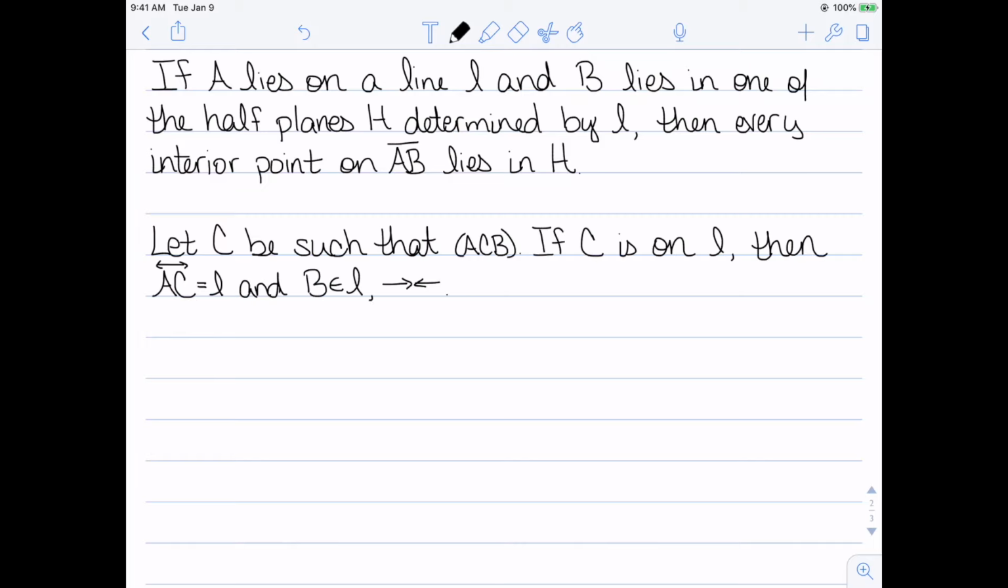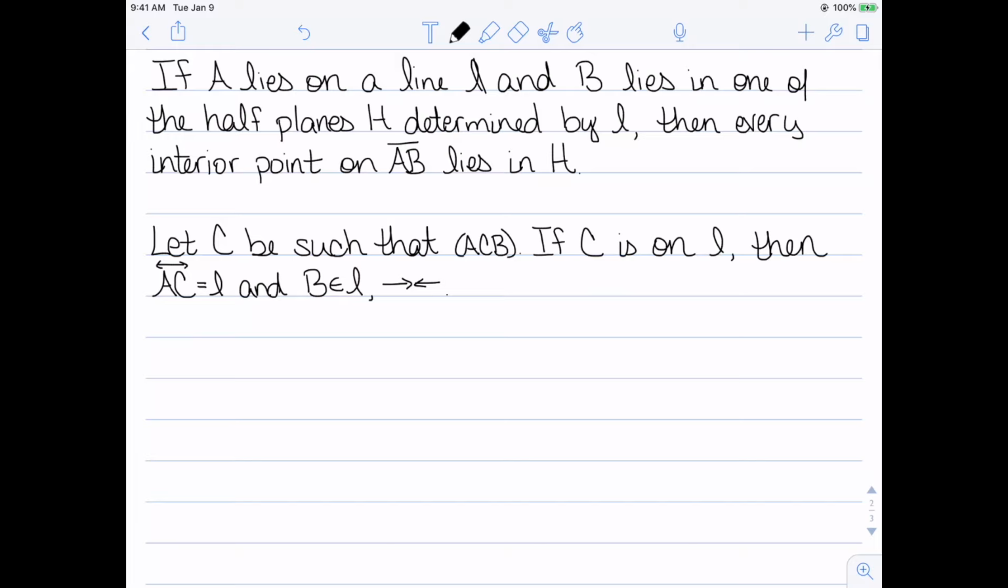If C is on our line L, then the line L is the same as the line going between points A and C. So it's the same as line AC. Since we have the betweenness relation ACB, we know that these are all on the same line, so therefore B would also be on that line. But that's a contradiction because I said B is in the half plane H. So that tells us that it cannot be on the line.